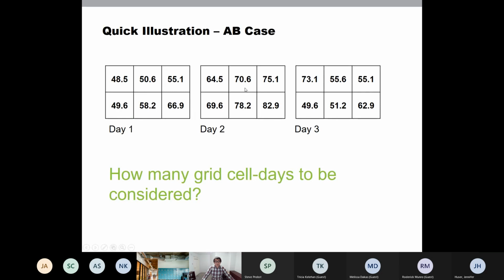This is a quick illustration of the attainment baseline case. Here are the 18 data points I've provided. How many grid cell days need to be considered? Let's look at this. This one is more than 65. This one barely didn't make it. Those 70s certainly need to make it, and this 70, so that's it.